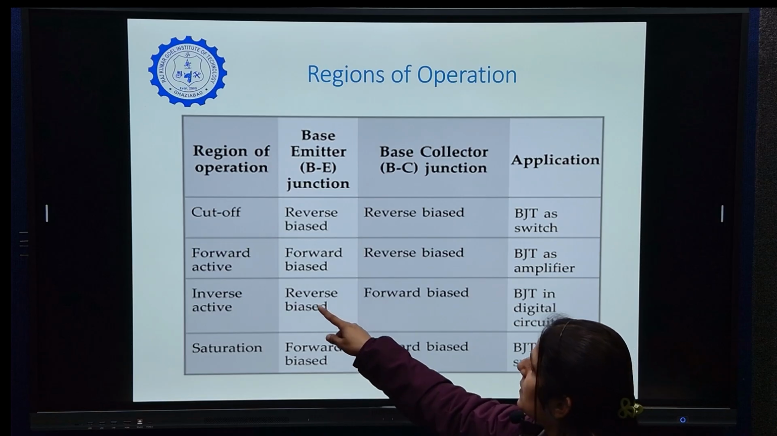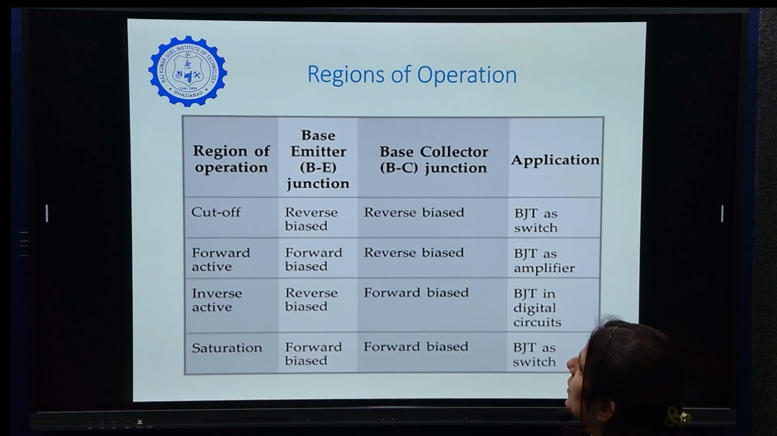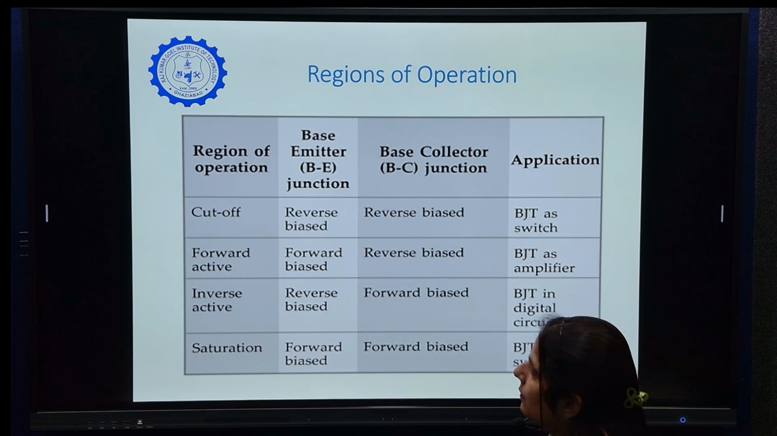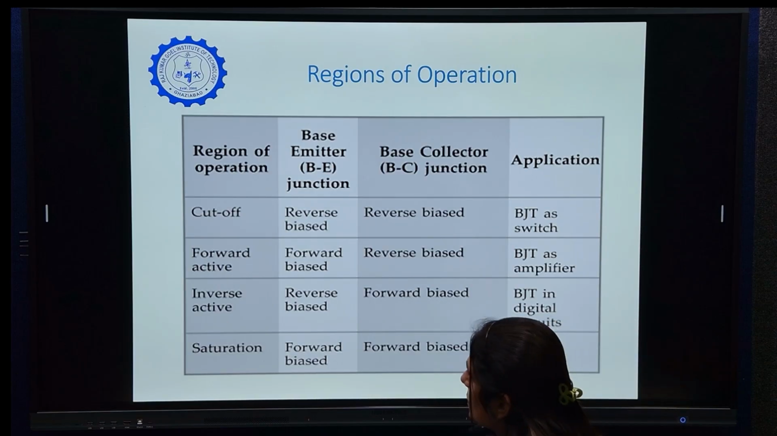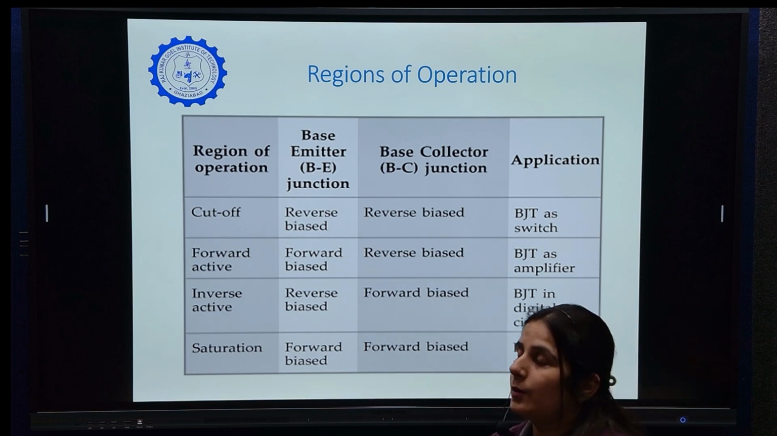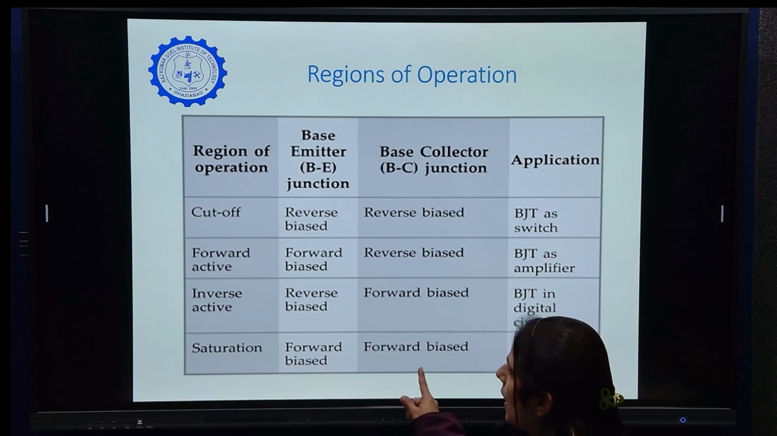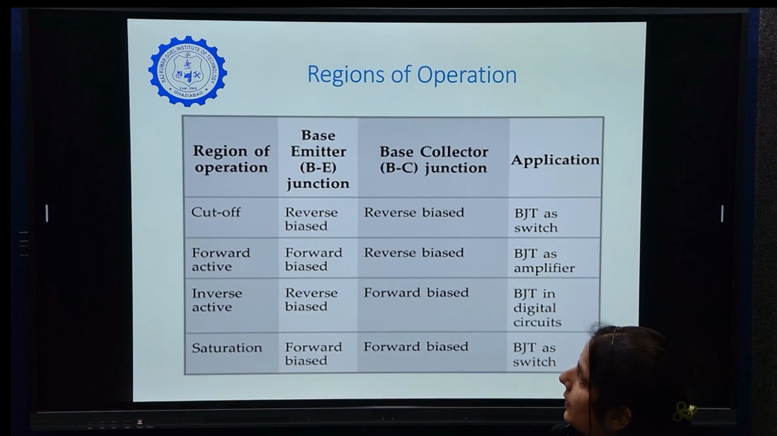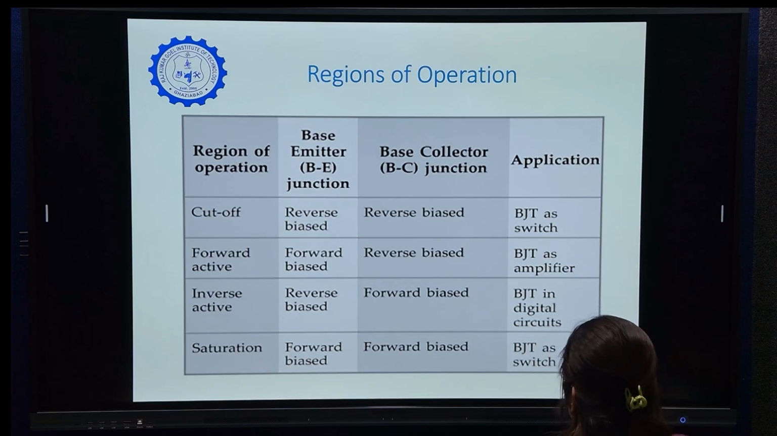The third region is when the base emitter junction is reverse biased and the base collector junction is forward biased, then the transistor works in the inverse active region and the BJT works in digital circuits. And the last is when both junctions are forward biased. It means when the emitter base junction and the base collector junction are both forward biased, then the transistor works in the saturation region and the BJT works as a switch.